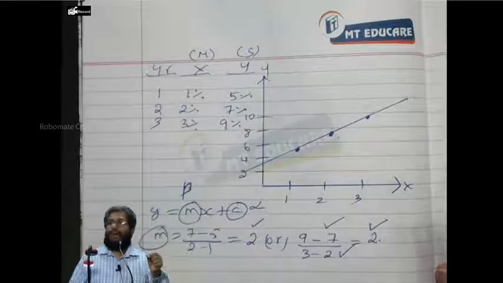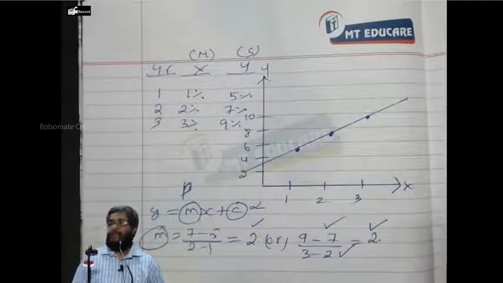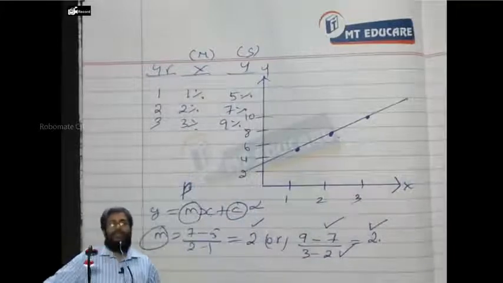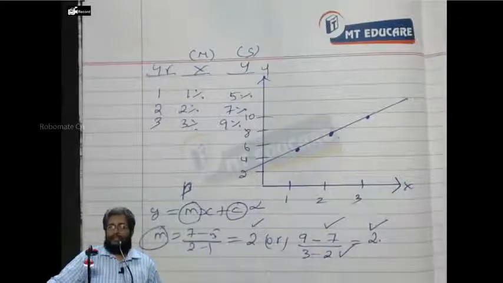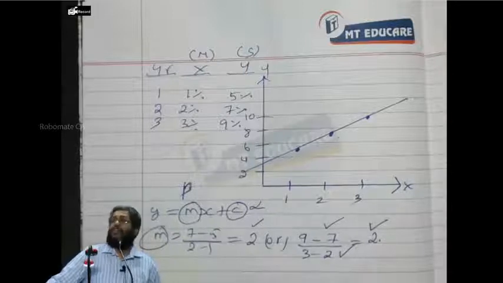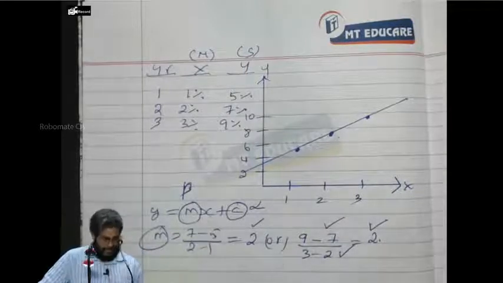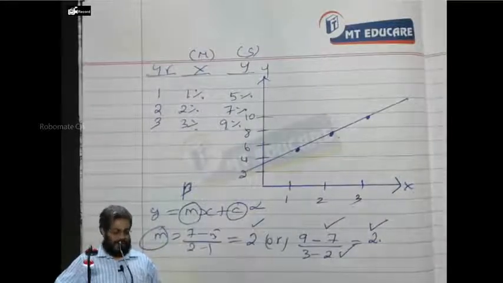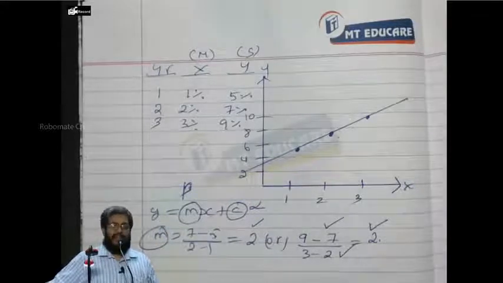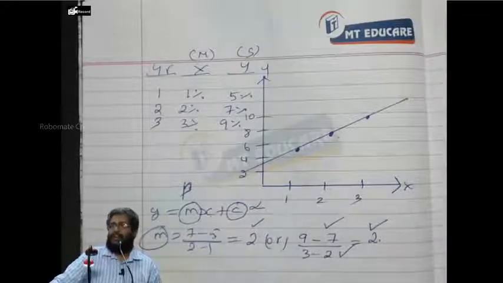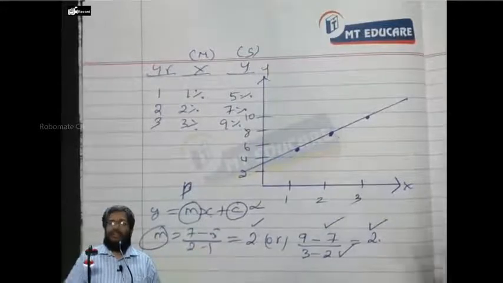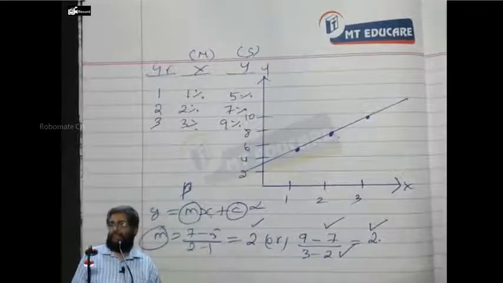Next, point number 4. However, if the data is not perfectly correlated, then the points will be what? Scattered. Then the points will be scattered.